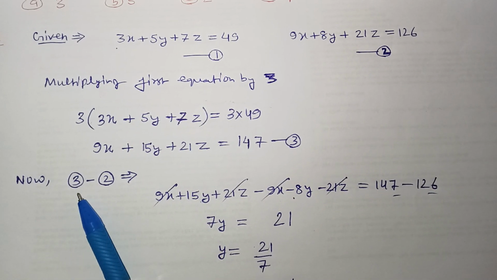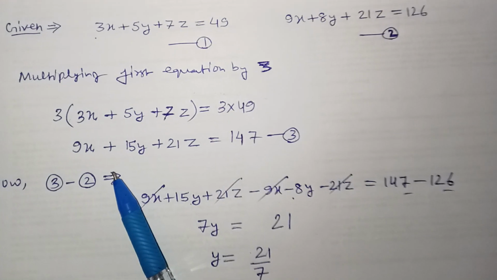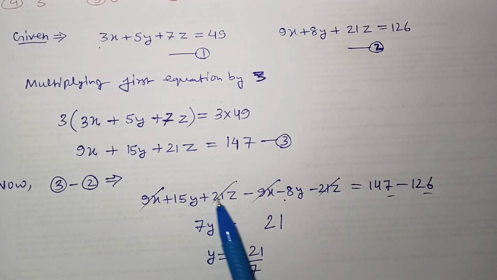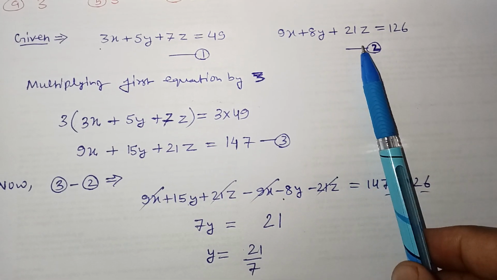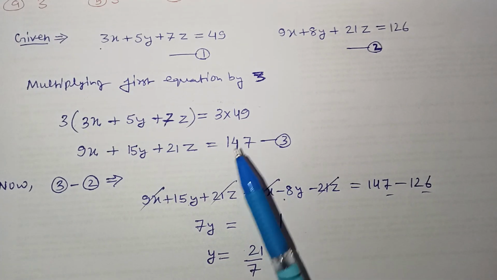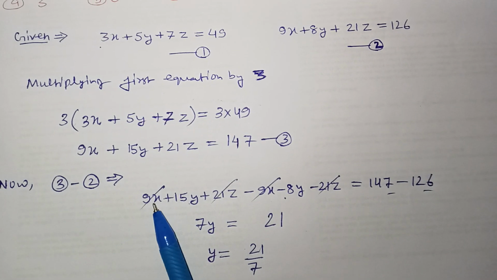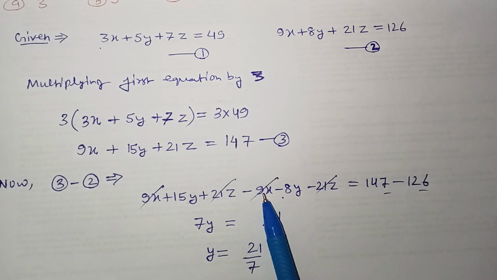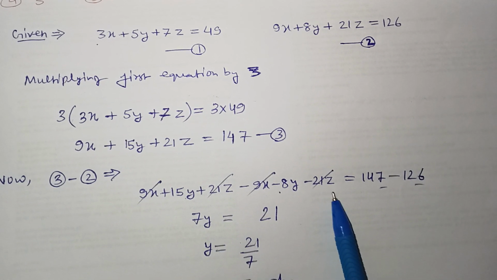Now subtracting the second equation from the third: 9x + 15y + 21z minus 9x minus 8y minus 21z is equal to 147 minus 126. 9x minus 9x will cancel each other, 21z minus 21z will cancel each other.